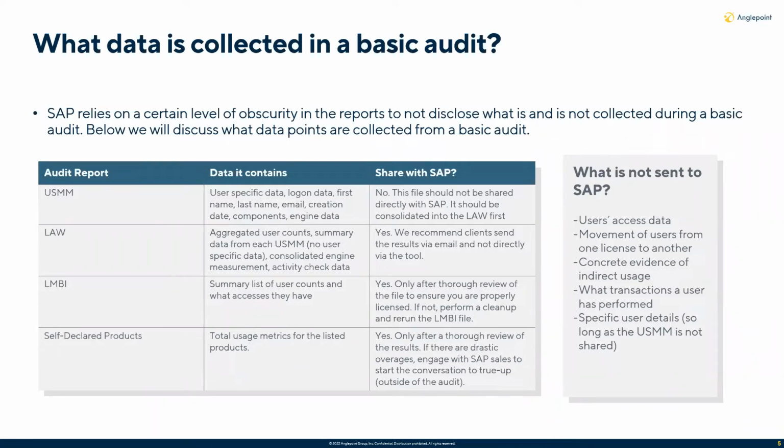Specific user data. So again, so long as you don't share the USMM file, it doesn't have first name, last name, email. It doesn't have any of that. It's just aggregated, consolidated numbers. So hopefully we didn't spend too much time on this, but I just want to make sure that it's understood. This is what's collected in basic audit.